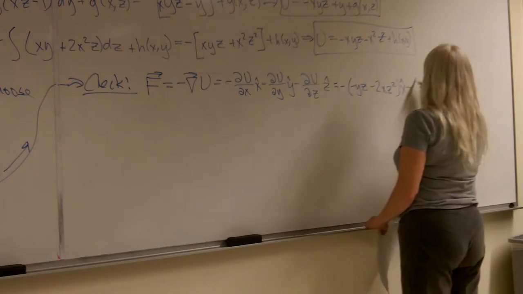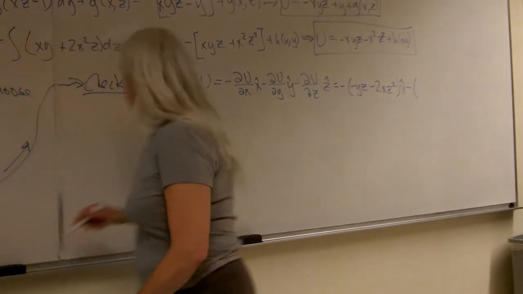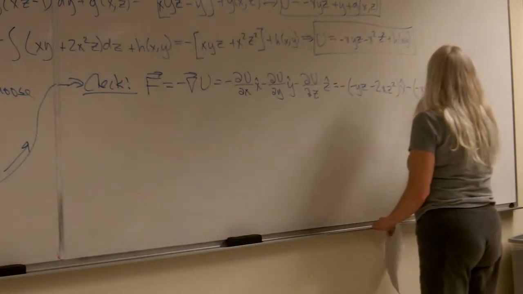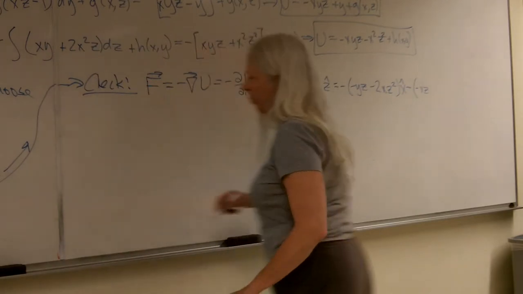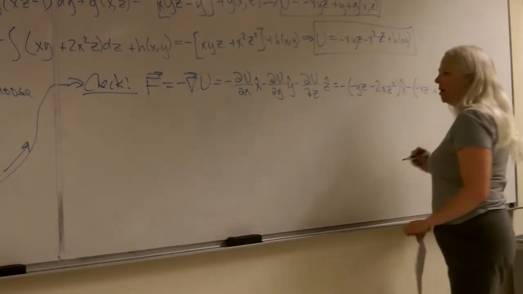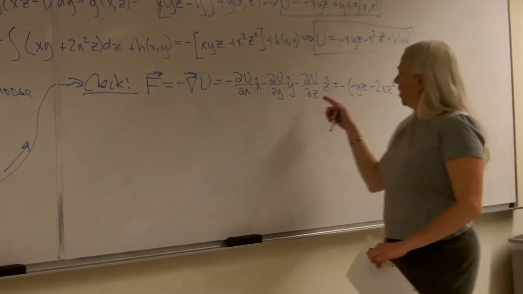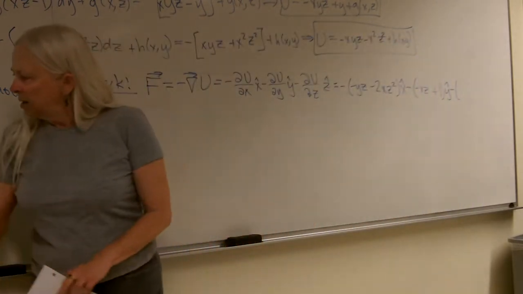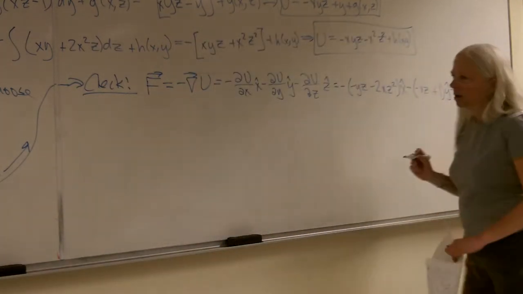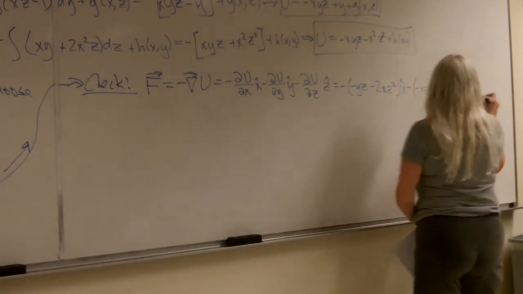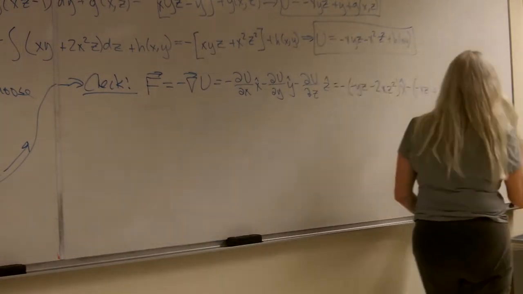We also have a minus dU/dy times y hat, so figuring out dU/dy. From the first term we get minus xz. Nothing from this term, it doesn't depend on y. From this term we get a plus 1. And nothing, of course, from the constant term. So this times y hat. And finally, minus dU/dz times z hat. dU/dz is minus xy, minus 2x squared z. Nothing from the y term, and of course, nothing from the constant.